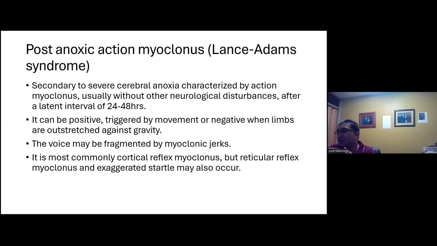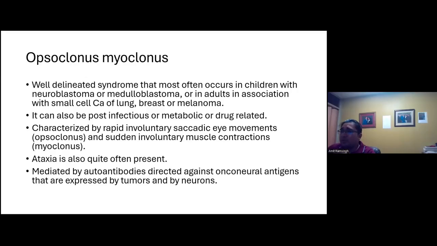Depending on our different factors as well, such as the motor state, pupillary function, as well as EEG findings and whatnot, especially after cardiac arrest as well. You also have opsoclonus myoclonus, such as in several types of cancers in childhood, such as neuroblastomas and medulloblastomas. It could also be post-infectious and metabolic related, and it's usually characterized by rapid involuntary eye movements as well as involuntary muscle contractions. It's mediated by autoantibodies against onconeural antigens.